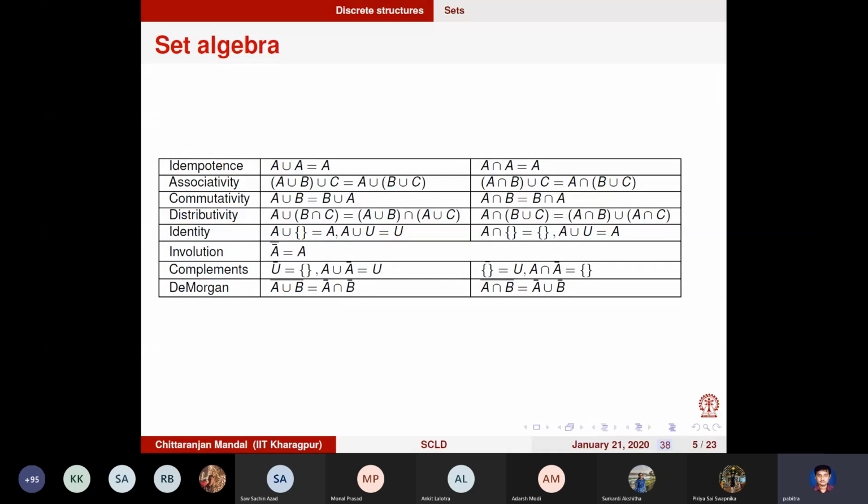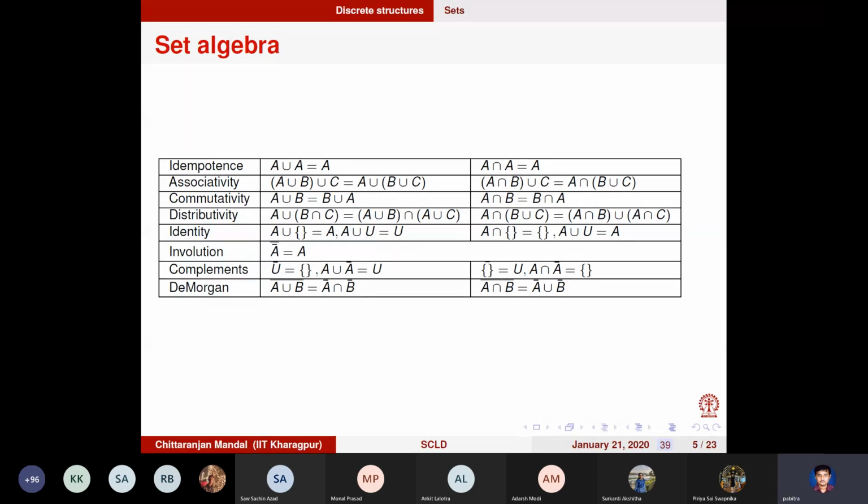Anyway, commutativity. Commutativity means that you can change the position of the operands. So A union B is the same as B union A. You can change the order of the operands. Similarly, A intersection B is B intersection A.